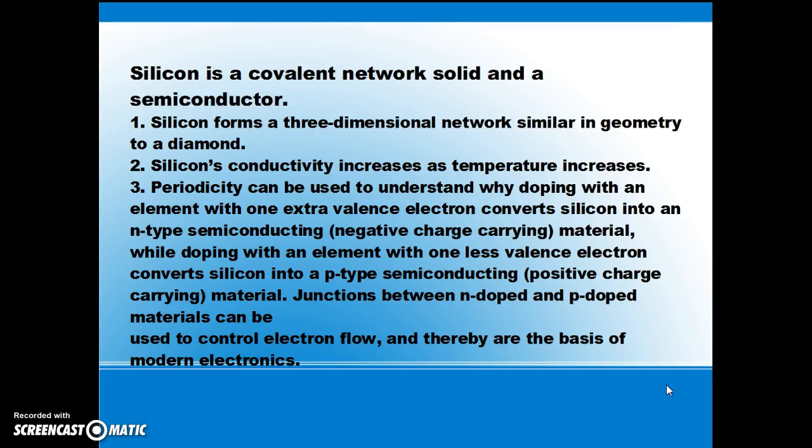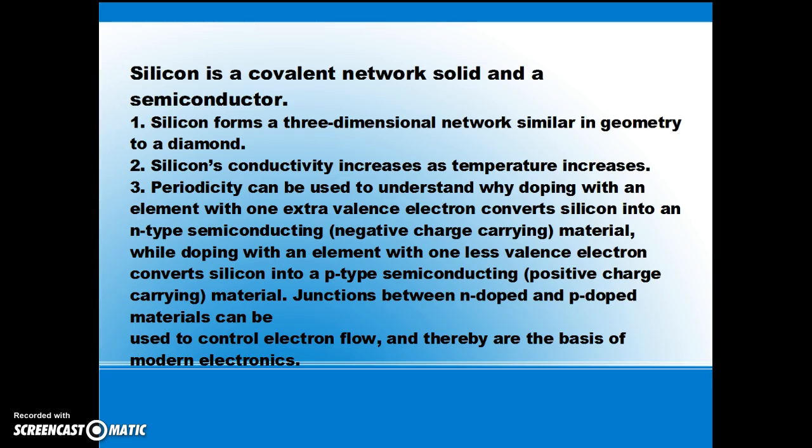Now, silicon is a covalent network solid. You might imagine that because it's in the same group as the carbon. It is a semiconductor. Silicon is going to form a three-dimensional network similar to that of the diamond. Its conductivity is going to increase as the temperature increases because the electrons become more and more delocalized.